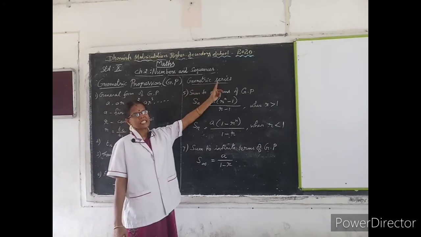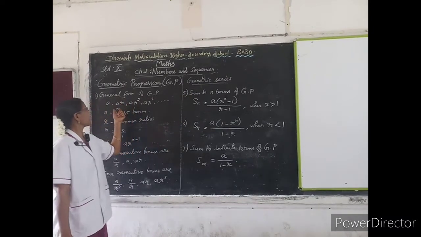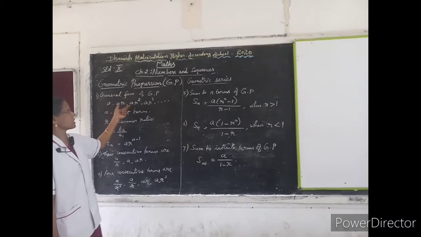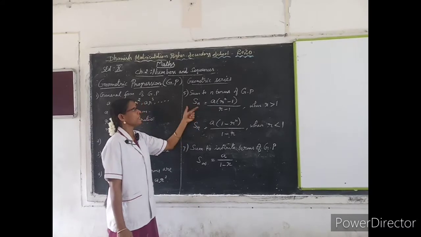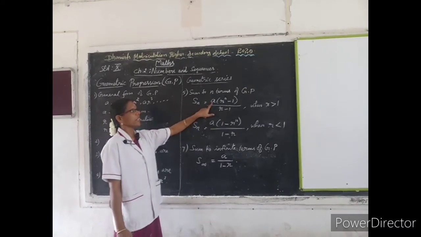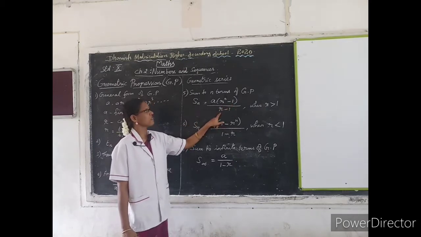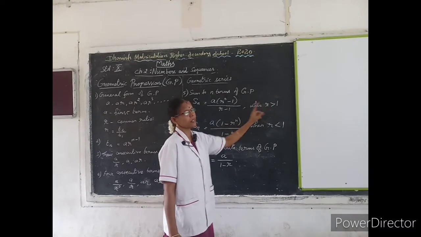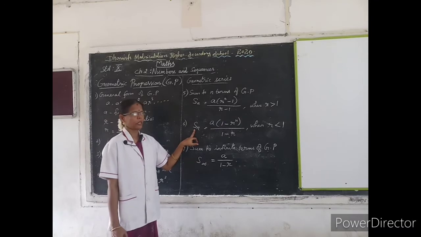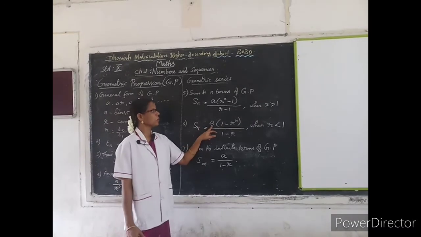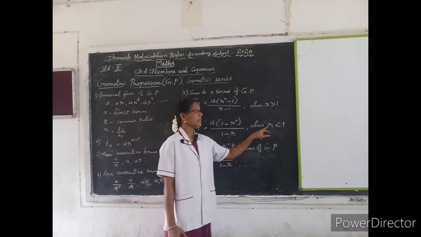Now, geometric series. What is geometric series? The sum of terms of a geometric sequence. Sum to n terms of GP is Sn equals A into R power n minus 1 divided by R minus 1, when R is greater than 1. Next, this also is the sum to n terms of GP: Sn equals A into 1 minus R power n by 1 minus R, when R is less than 1.